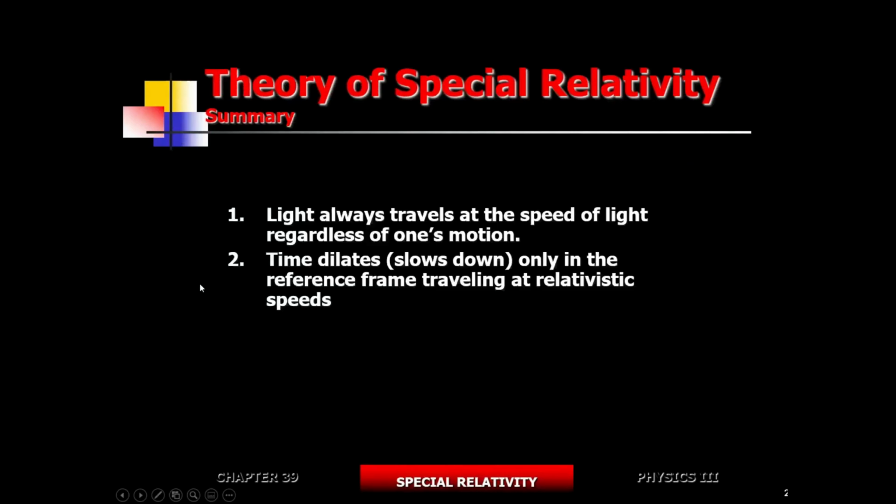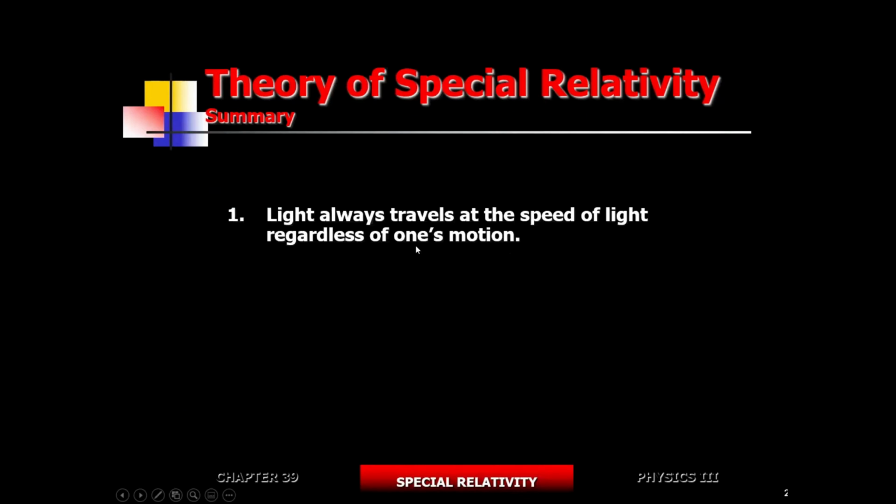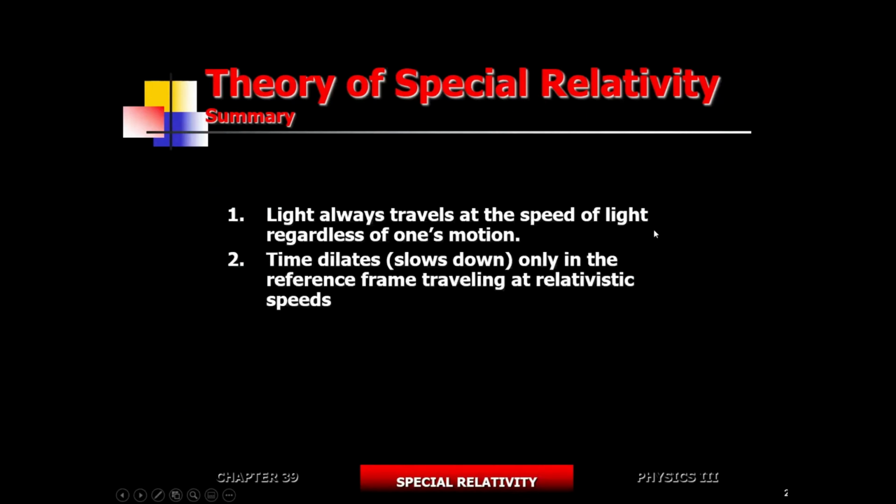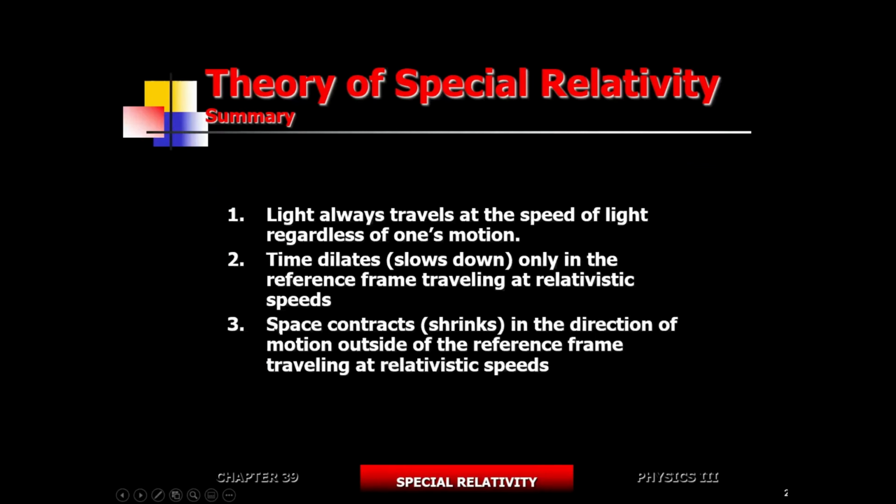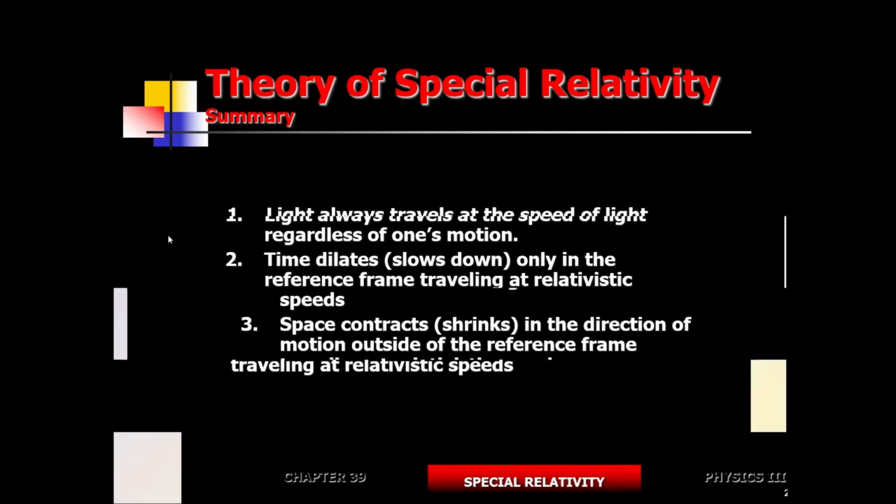All right, so light is always going to travel at the light speed relative to you, regardless of your own motion. Time is going to slow down in a reference frame traveling near the light speed. Space is going to contract, which means that it's going to shrink in the direction of motion outside of your reference frame. Once again, only near the light speed. Relativistic speeds means you're moving very near the light speed.